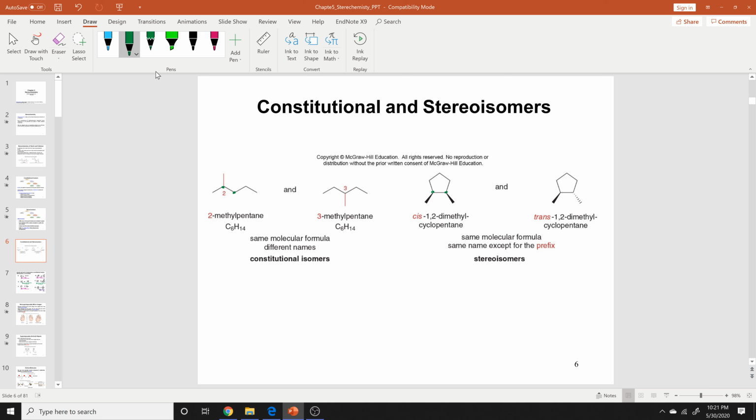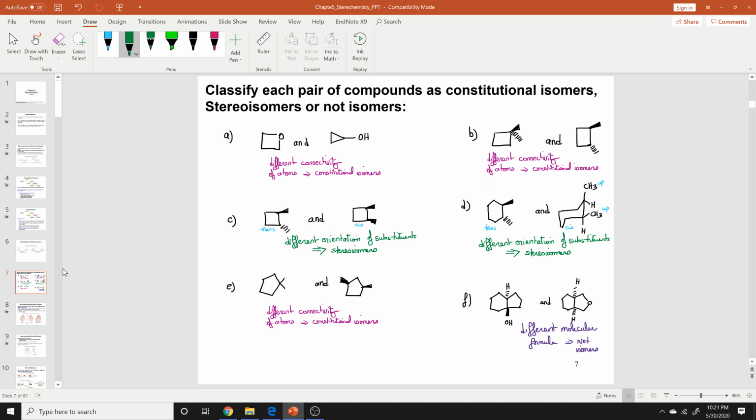Are they on the same side or are they on opposite sides? Because if I write 1,2-dimethylcyclopentane, this is not a complete name. I have to specify the orientation of these two substituents with respect to each other. Again, are they on the same side or on opposite sides? Let's have an example. Classify each of the following compounds as constitutional isomers, stereoisomers, or not isomers.